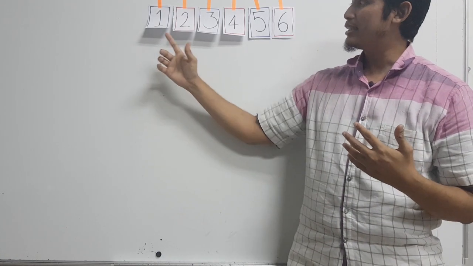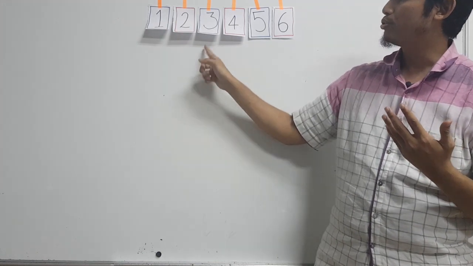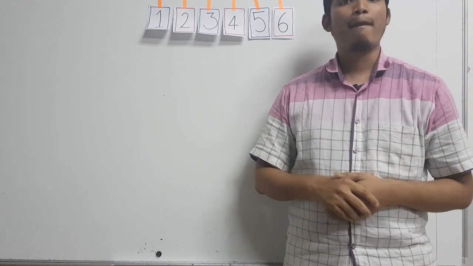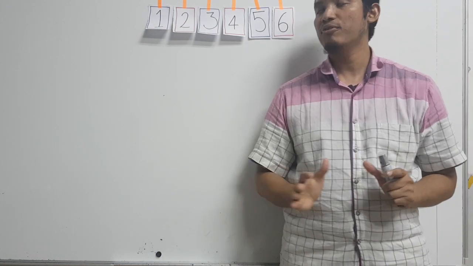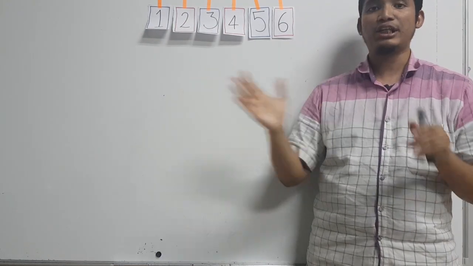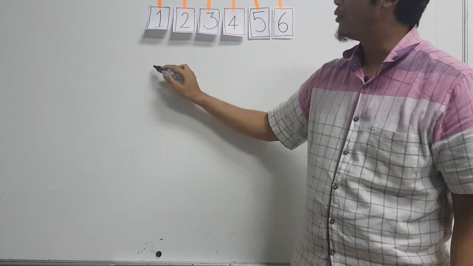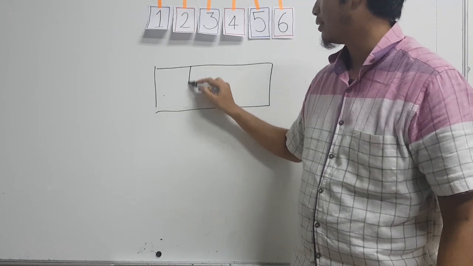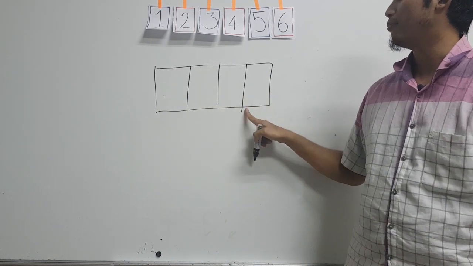Here you see we have 6 digits: 1, 2, 3, 4, 5, 6. We have 6 digits altogether. But the first condition, we only want to form from these 6 a 4-digit number only. So we draw 4 boxes only. 1, 2, 3, 4 boxes.